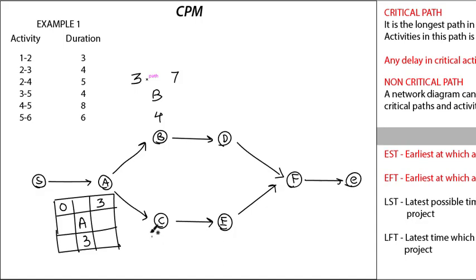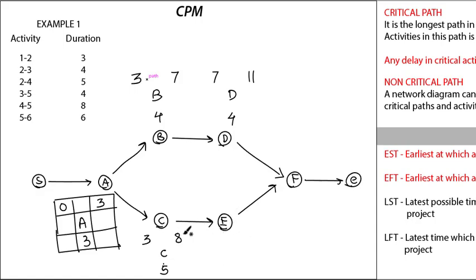For C, it will start only after A ends, so the earliest start time for C is 3, the duration is 5, so 3 plus 5 gives me 8. Am I right? Similarly for D. D will start only when B ends, so B ends at 7, right? So from 7, D's duration is 1 2 3 4, so 7 plus 4 gives me 11, right?